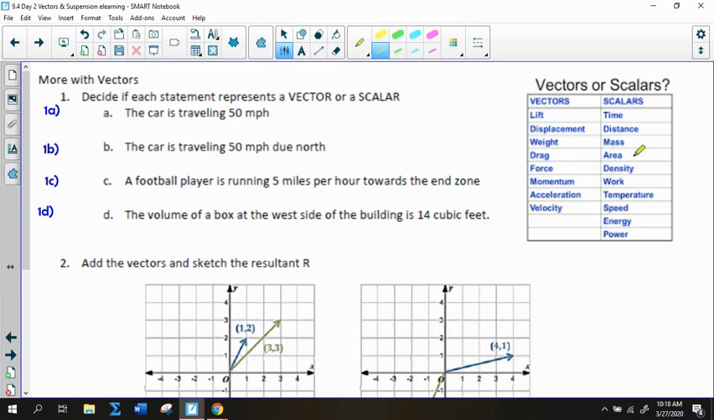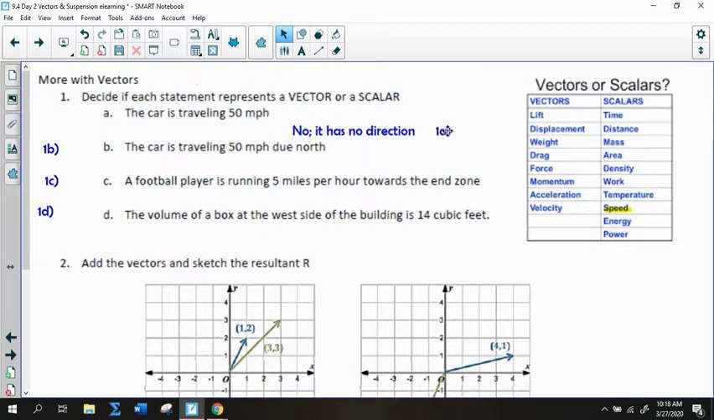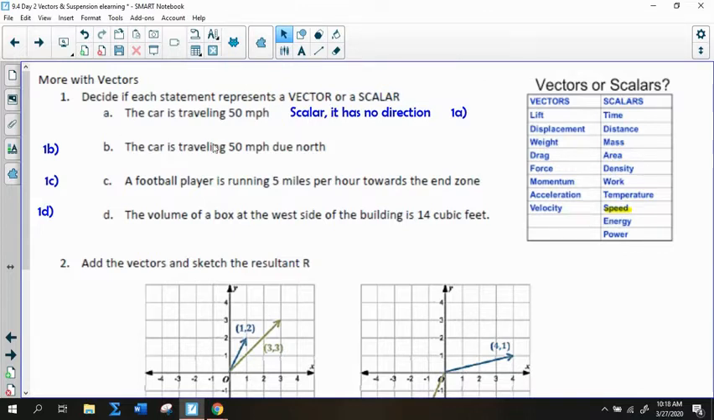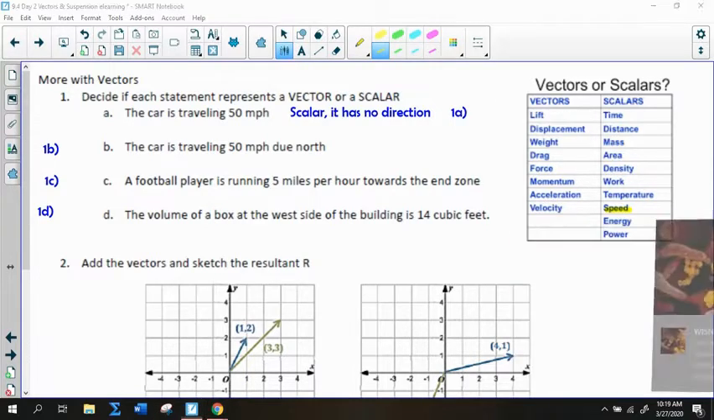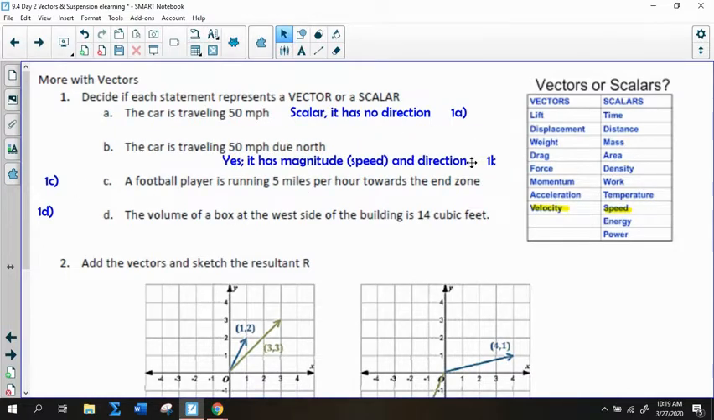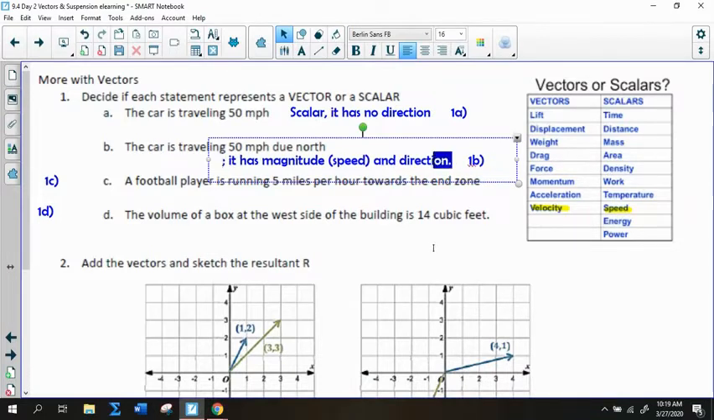If you look over on this little list I put over here, speed is a scalar. So 50 miles per hour is scalar only. I shouldn't have said no, I should have said scalar. This is a scalar because this is just speed, it has no direction. All right, and then if the car is traveling 50 miles per hour due north, then that would be velocity. So that one is a vector, as it has magnitude and it has direction.